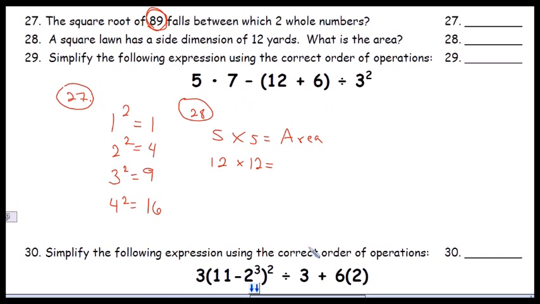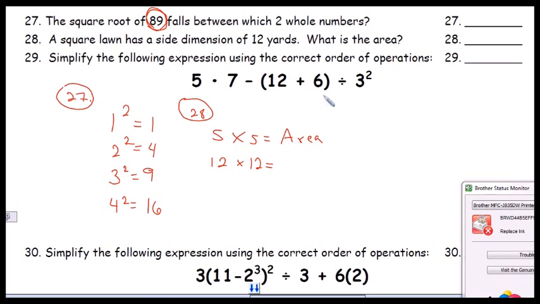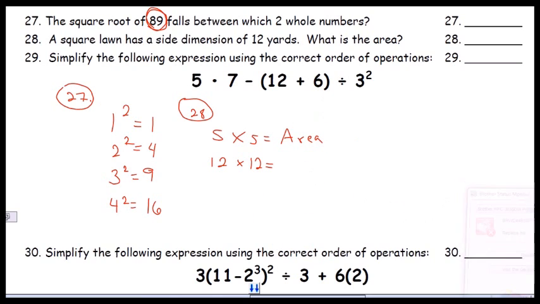And then to simplify the expressions, just go ahead and watch the other video if you need to on simplifying expressions, the order of operations. These are the problems that we worked out in the class that day. So hopefully you don't need help with number 29 and 30.